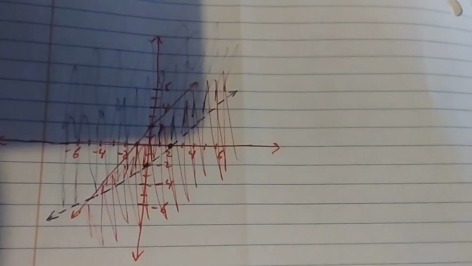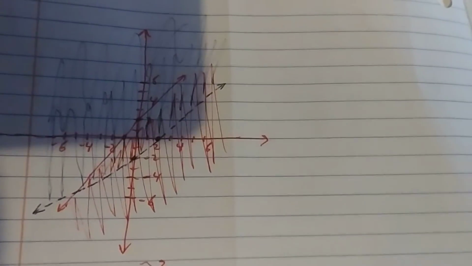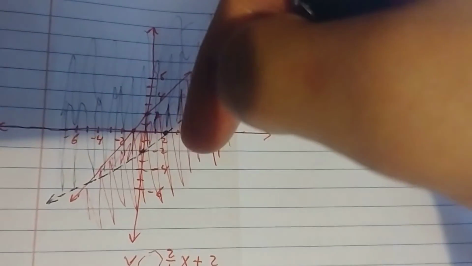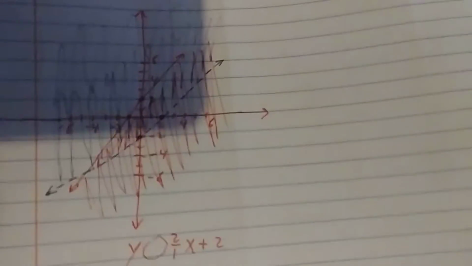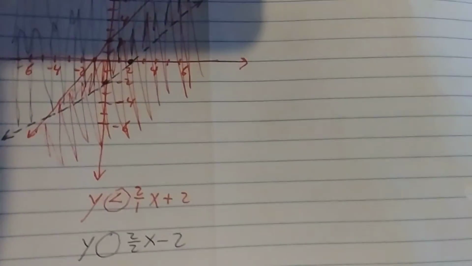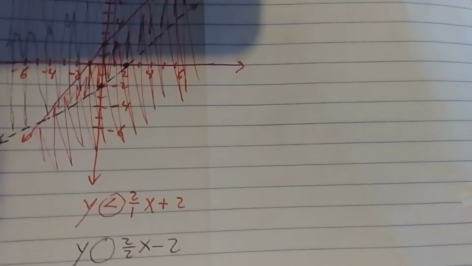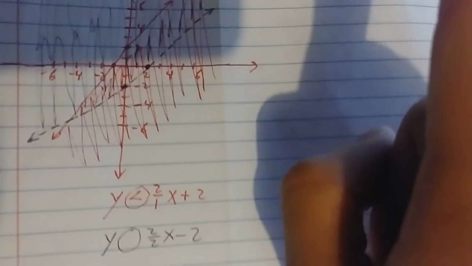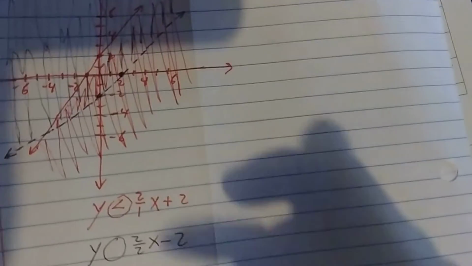Now remember that I said the red line shades everything below. And below represents a less than. If it's below, it represents a less than. So that points that way. For the black line, it was everything above, and shading everything above represents a greater than. Greater than.